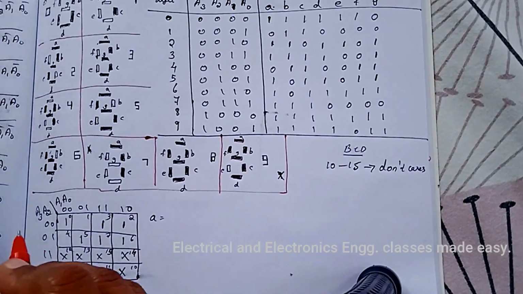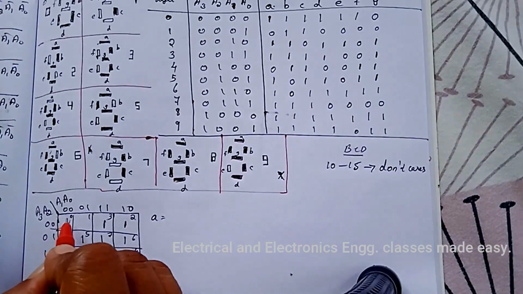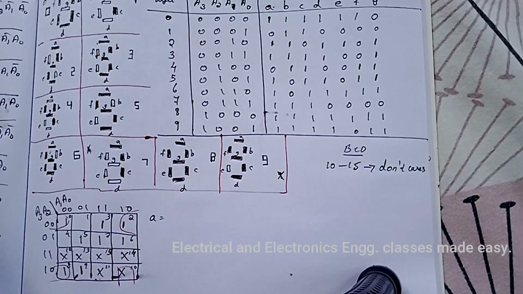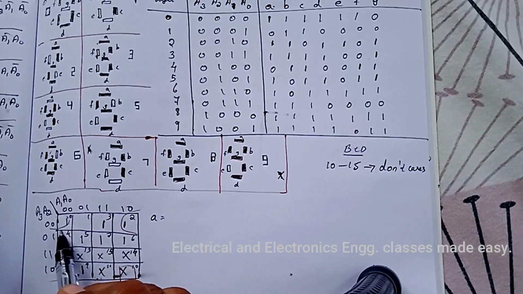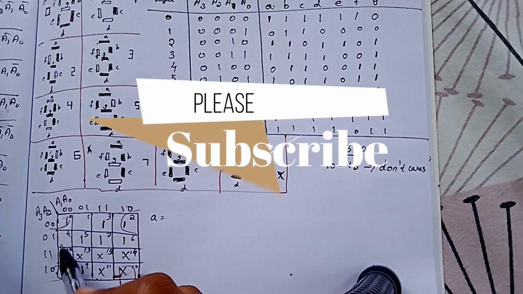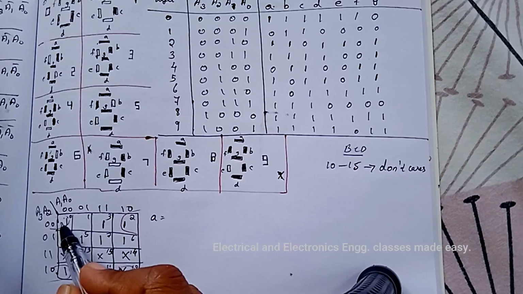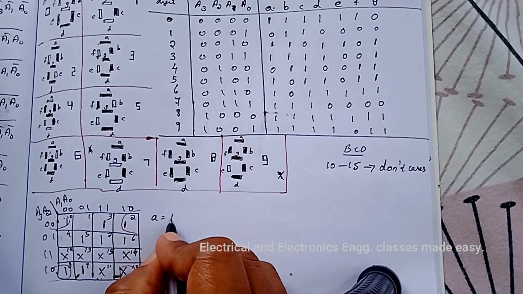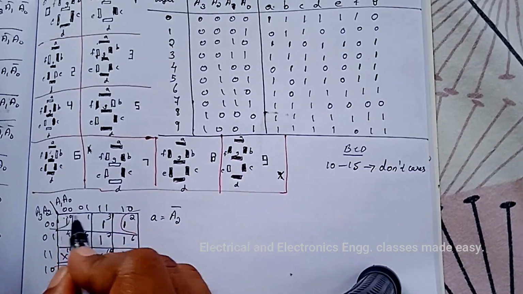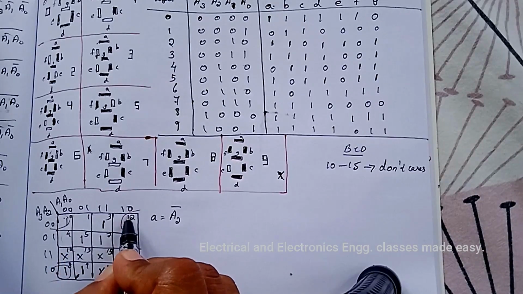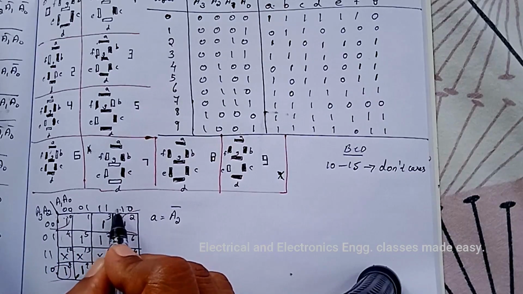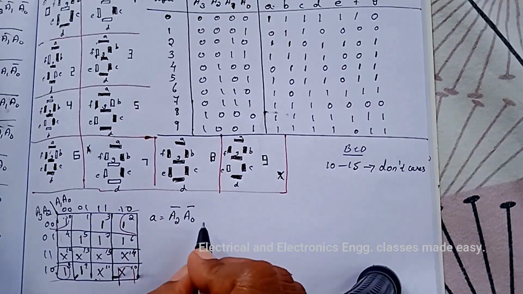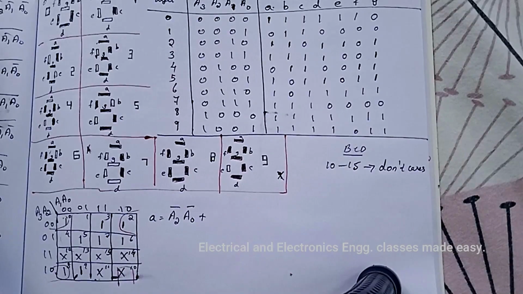Now for simplification, the corner squares we can wrap together. So here in this case the constant variable is A2 bar, so A2 bar, and here the constant variable is A0, so A0 bar.